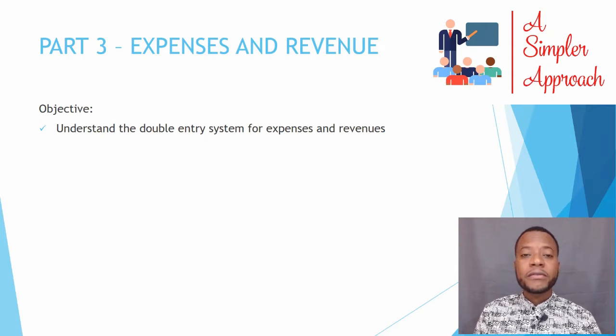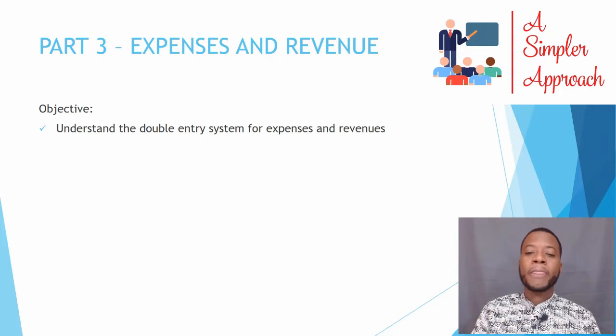Our objective for this lesson is to garner an understanding of the double entry system for expenses and revenues. Now, before we progress, I must tell you that the concept of double entry that you have learned thus far remains the same. Nothing is about to be changed about that. The steps, the rule, T accounts, what double entry is, all of that remains the same. All we're doing right now is to add something to the foundation that you have already garnered.